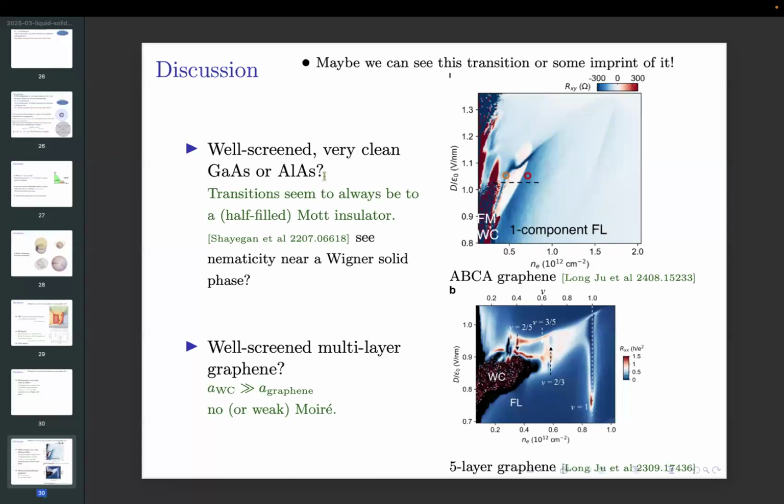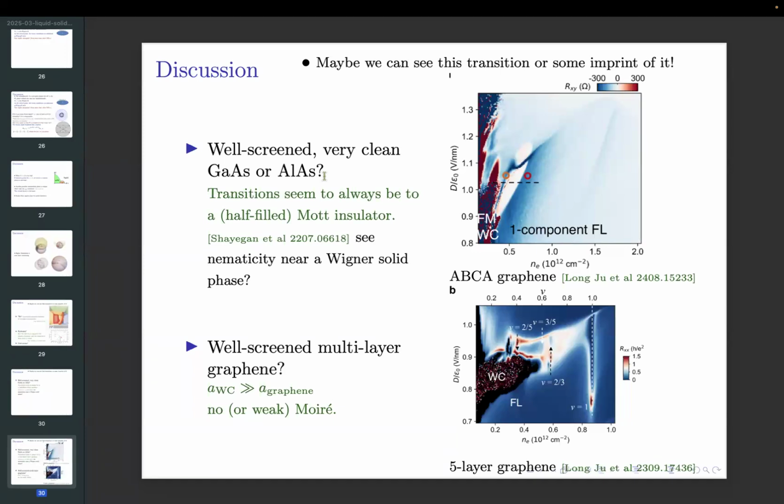Let me think of, so yeah, there are these experiments on multi-layer graphene where the electrons are very far from where the Moiré potential is big. And they see a phase diagram where there's a Fermi liquid phase, actually a single component Fermi liquid, and nearby something that my colleague Daniel Parker assures me is a Wigner crystal, and who knows, maybe this is a continuous transition.